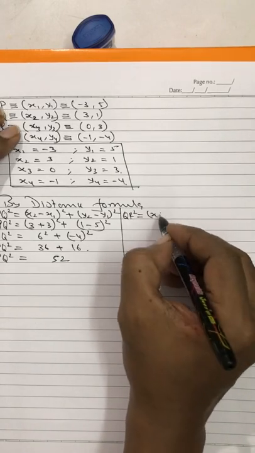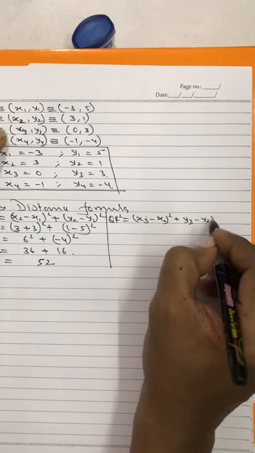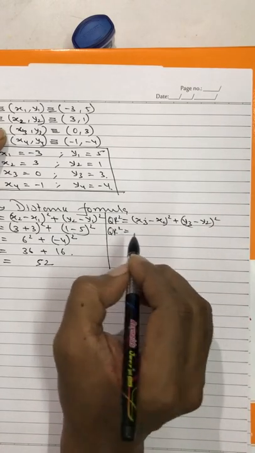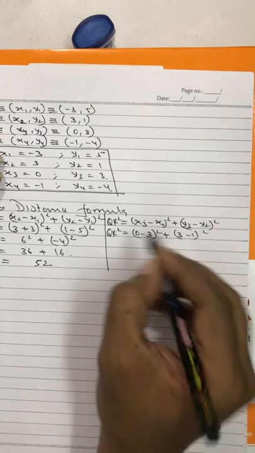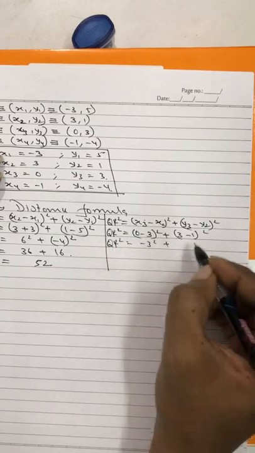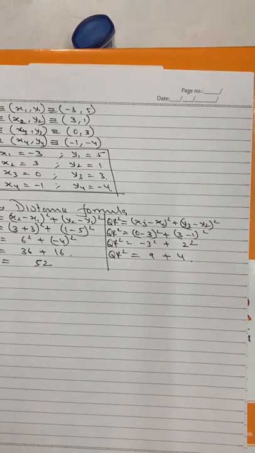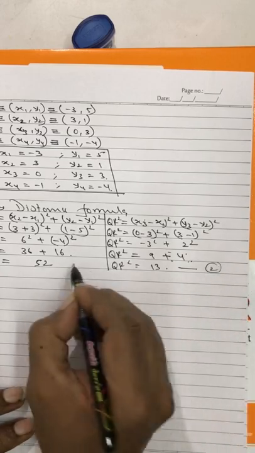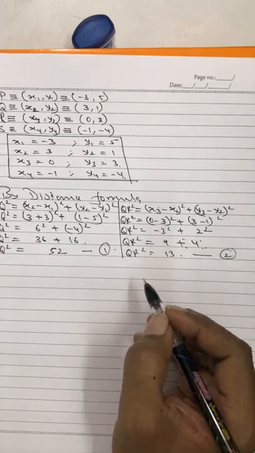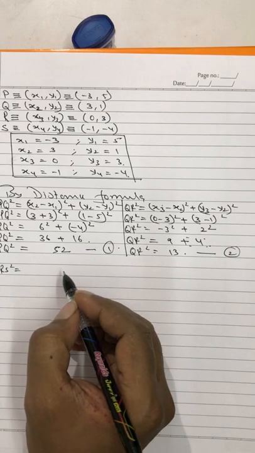Now I go for QR. QR is x3 minus x2. Zero minus 3 the whole square plus 3 minus 1 the whole square. So this will give me minus 3 square plus 2 square, 9 plus 4. This is QR square, 13. Now I'll go to RS square.